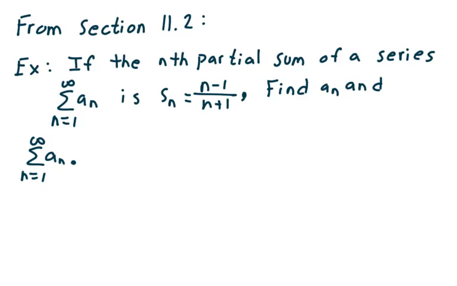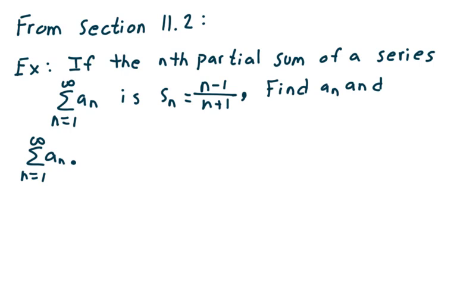This is a video from section 11.2 in a Calculus 2 class. Let's take a look at the following example. If the nth partial sum of a series from n equal 1 to infinity of a sub n is s sub n, and this is equal to n minus 1 over n plus 1, find an, and then find the summation from n equal 1 to infinity of an.